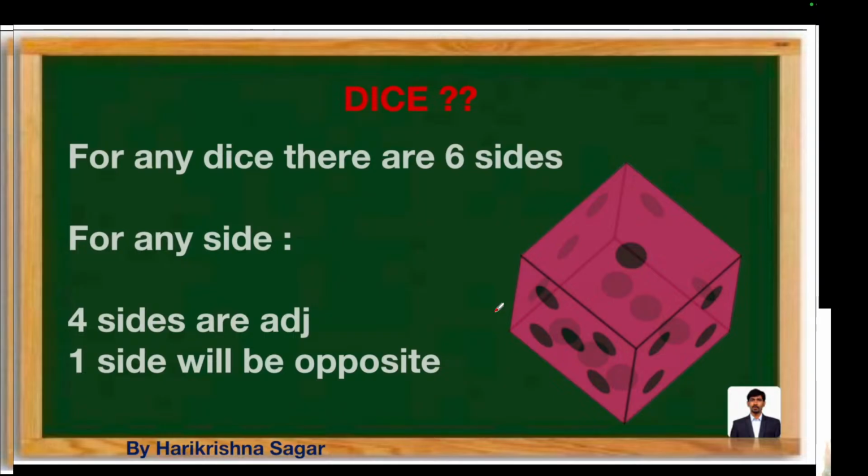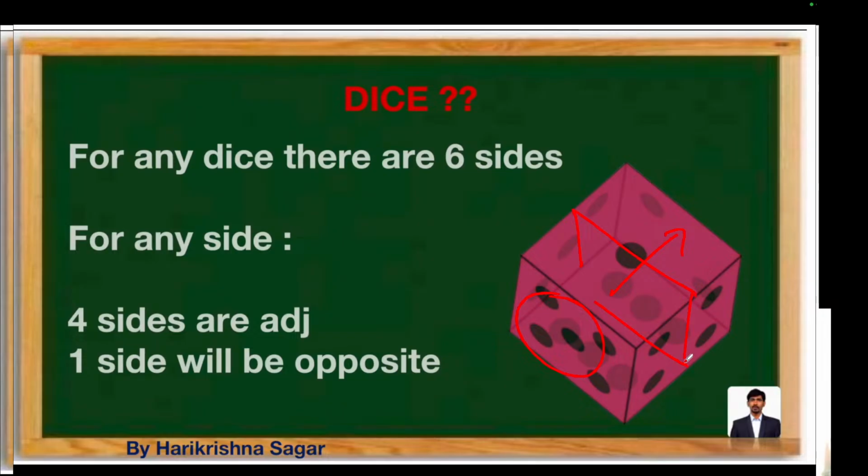And if you observe, all the questions on dice will be given in such a way that they will always ask you to find the opposite face. Opposite to so and so face, what is that number; like that you will see the question. So before you solve, just remember this point. Whenever you are solving dice problems, for any one face, only one will be opposite and the remaining 4 will be adjacent.